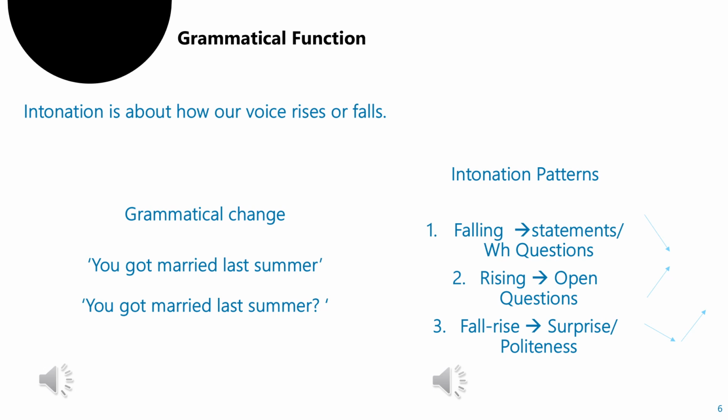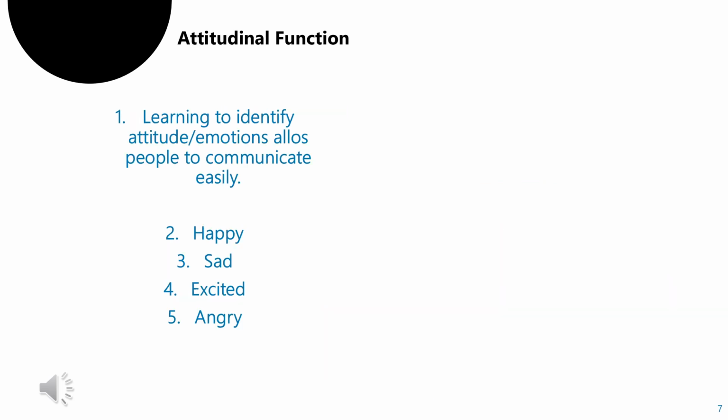But we also find in English what we call the fall-rise intonation pattern, which is a combination of both. It is usually used to express surprise or also politeness. Listen, for example, you got married last summer, and I am using a combination of both. Now, we also have the attitudinal function, which helps us reflect the attitude or emotional state of someone. This can tell us if someone is happy, excited, sad, bored.